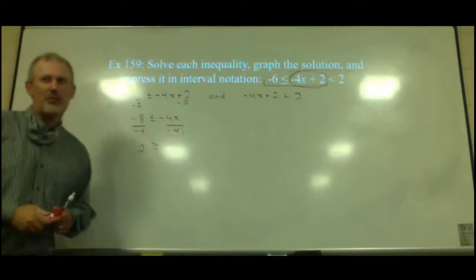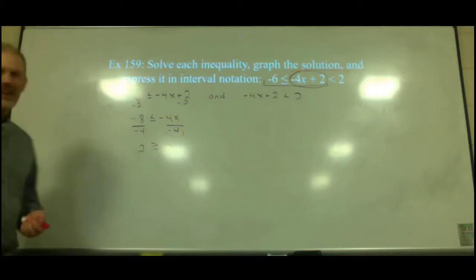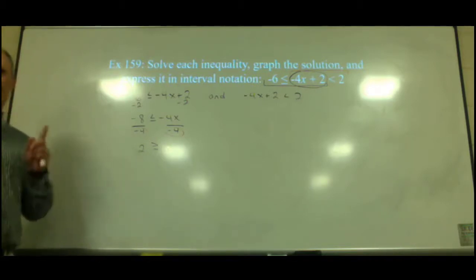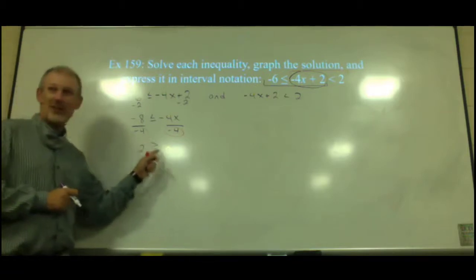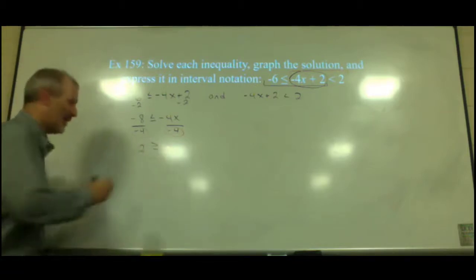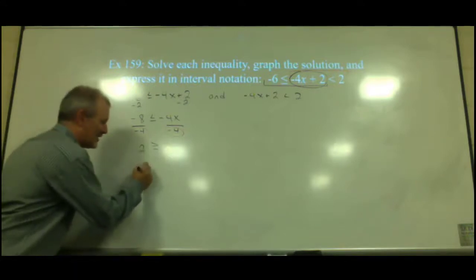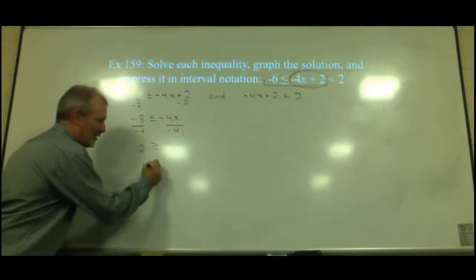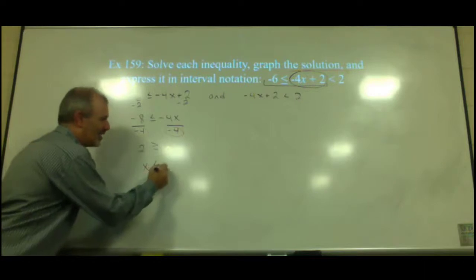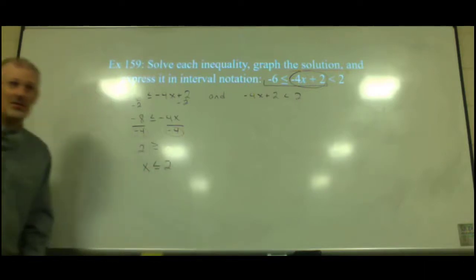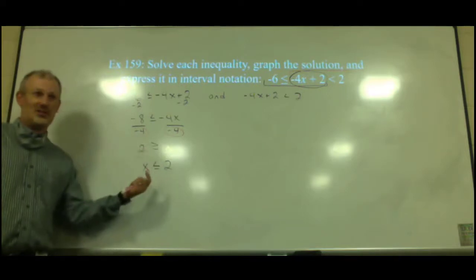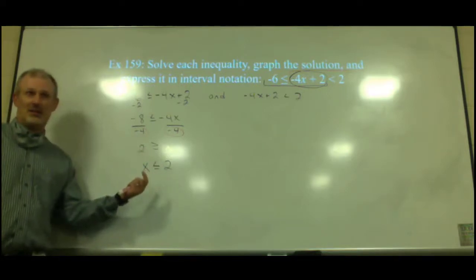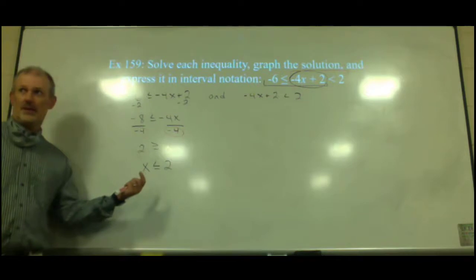Now, here's our problem. We don't like the x to be on the left hand or on the right hand side, do we? So this says 2 is greater than or equal to x. If I write the x first, what does it need to say? x is less than or equal to 2. Does that make sense? If you're going to switch the order, that's also going to switch the sign. So we go back to the symbol that we had before.